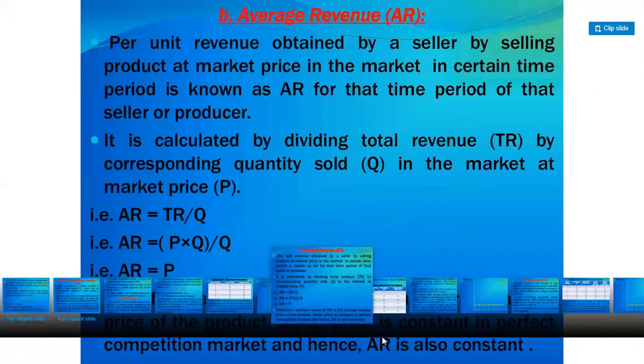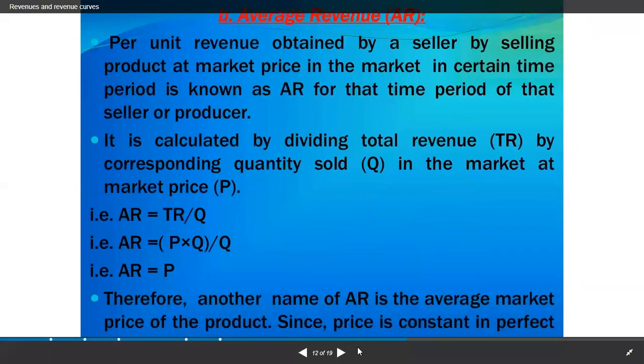Now the per unit revenue obtained by a seller by selling the product at the market price in a certain time period is known as AR. It is calculated by dividing the total revenue by the corresponding quantity sold in the market at the market price. There are three formulas I have given here to find the AR. First is TR divided by quantity, then P into Q divided by quantity, which means the same, and then AR equals P, whatever the price is. That is called the AR.